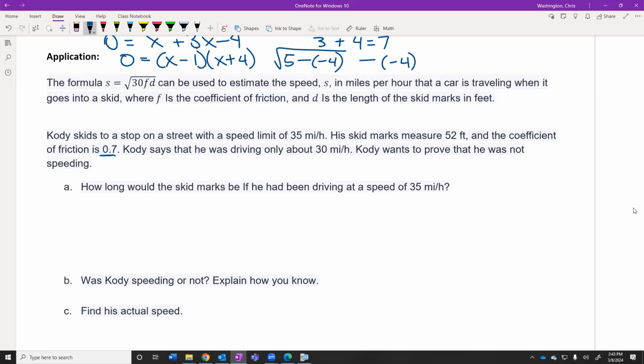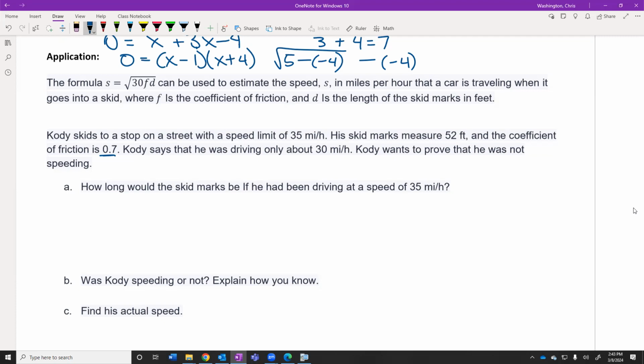So Cody skids to a stop on a street with a speed limit of 35 miles per hour. His skid marks measure 52 feet. That's something that you can actually go out and do, like, hey, here's the skid mark on the road. Let's measure how long that is. So we measured Cody's. Cody's was 52 feet.